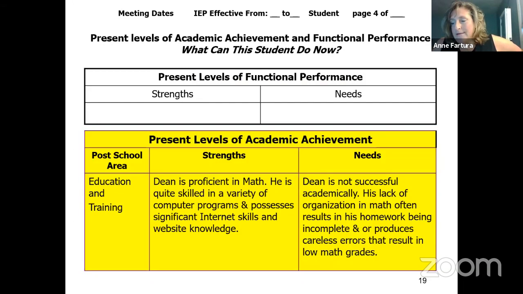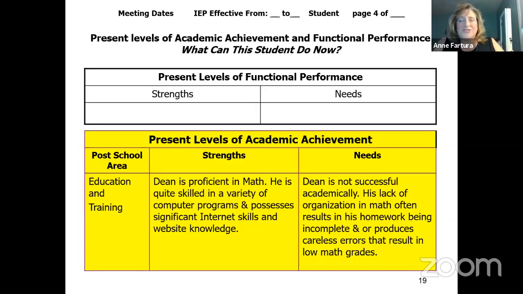And in the same way, as we talk about academics, we need to remember that, again, this is not just the reading, the writing, and the math that it used to be, but it's those areas and how they're related to a student's post-secondary goals, right? So if we have a young man who is proficient in math, like Dean here, and he states that he would like to be a math teacher someday, then we know that any of his functional needs or even any of his academic needs, we're going to try and use those strengths to progress along on those goals that are eventually going to come out of these.